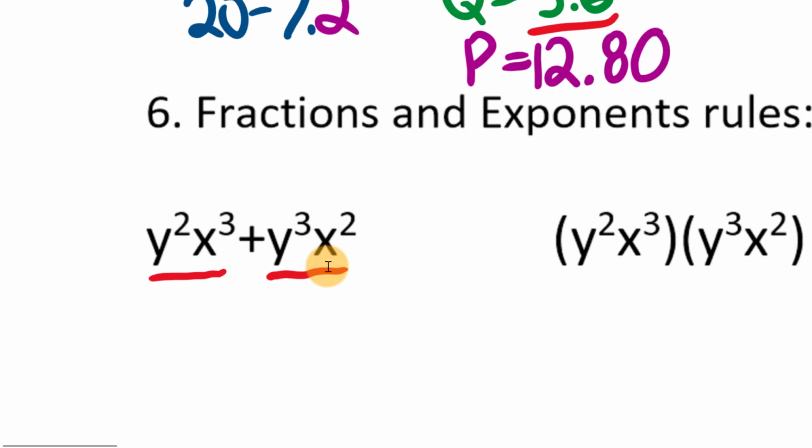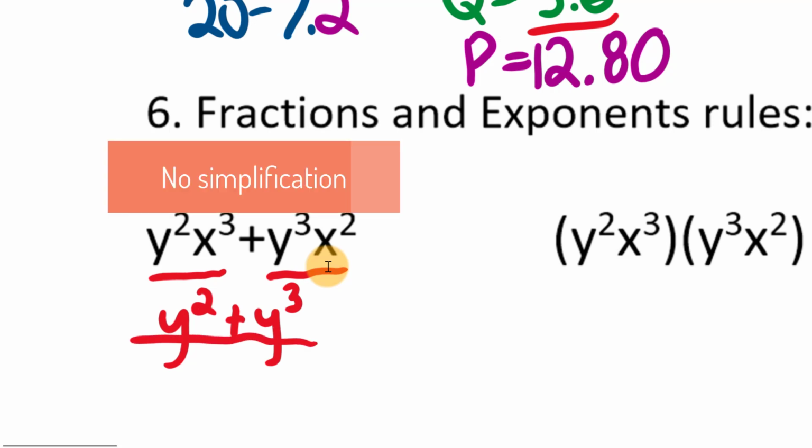So you can't add different powers. Even if it was something as simple as y squared plus y cubed without the x's there, there's no way in general to add those two together. That's as simple as it gets. So let's move on here.